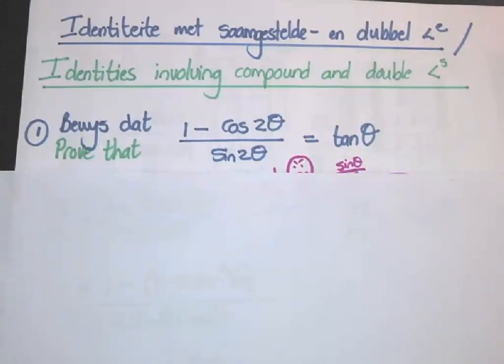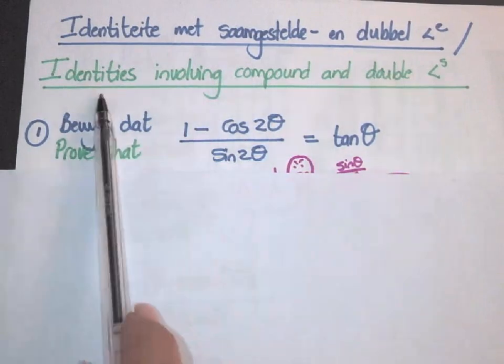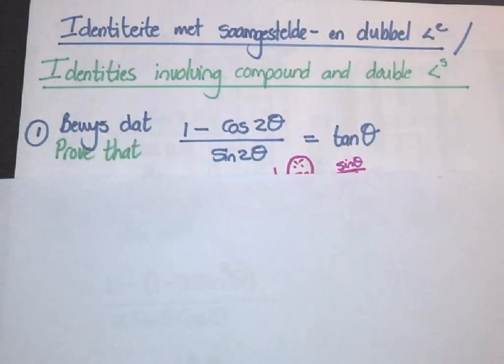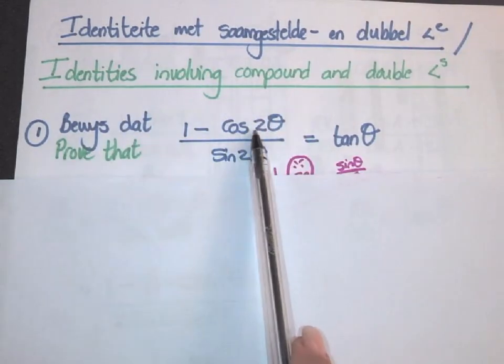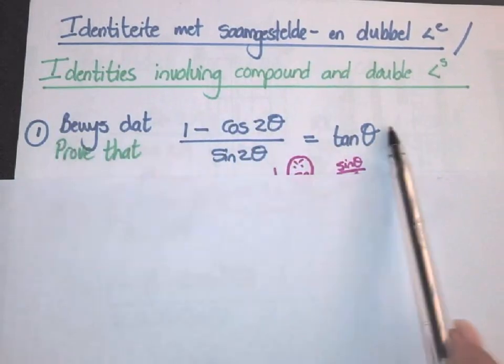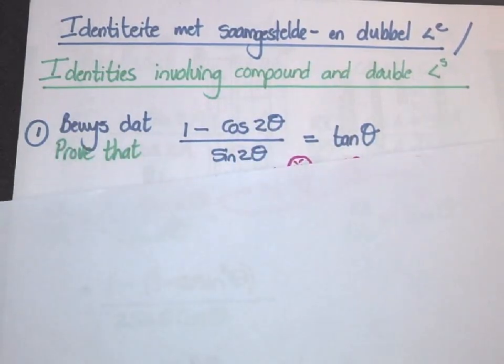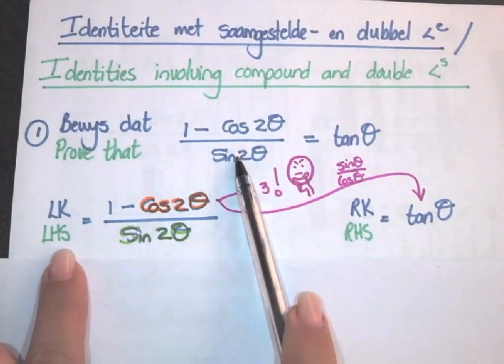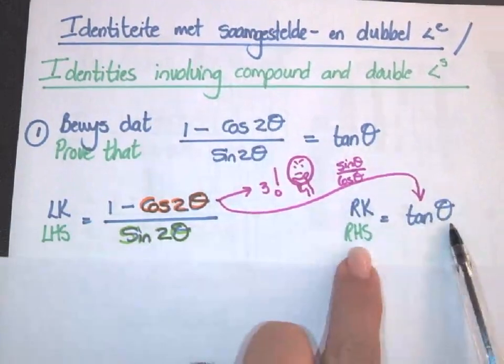Today's lesson is all about using double and compound angles by proving identities. So the question will read, prove that this equals that. When you see a sum like that, what is the first thing that you know you should do? Left-hand side, right-hand side. Yes. So you immediately split the two sides. You write left-hand side equals the left, right-hand side equals the right.